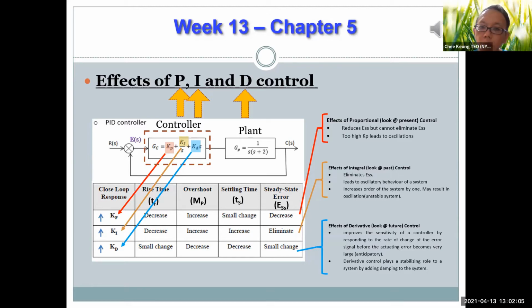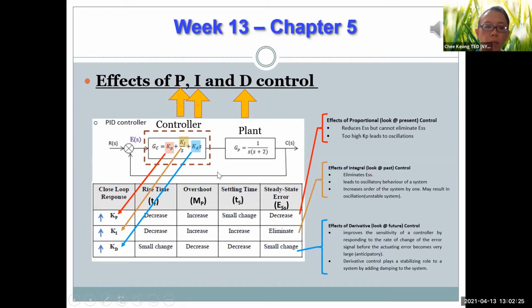But of course, the P controller itself cannot eliminate, as we know, the steady state error, right? They cannot eliminate it totally. But if you set it higher, it will reduce this error, of course, right? But too high may result in oscillation. That's the setback of the P controller that looks at the present.